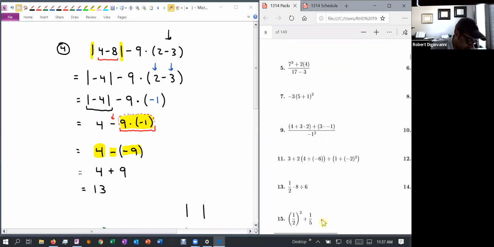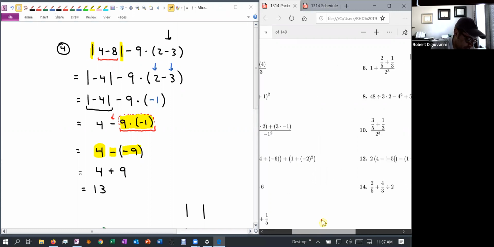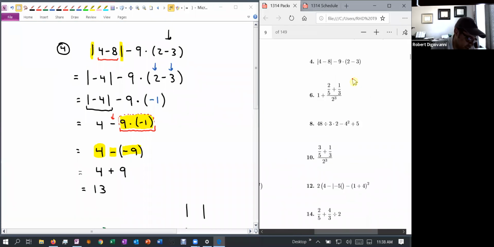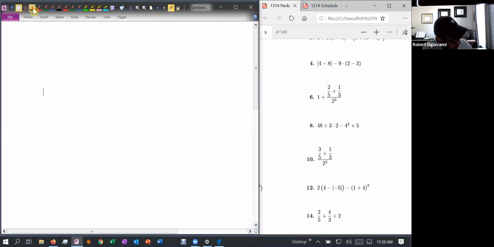So let's see what else we've got here. We're not going to have time to go through every single one of these. Which of these look interesting? How about number 6? Does 6 look good? 6 looks good to me. Let's do 6. Okay, so for 6, I have 1 plus 2 over 5 plus 1 over 3 over 2 cubed.